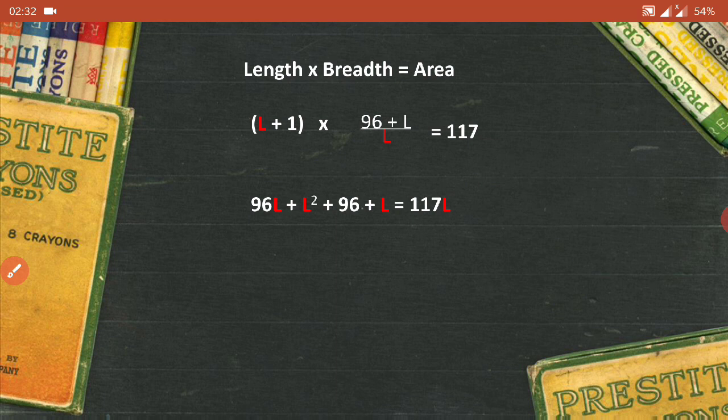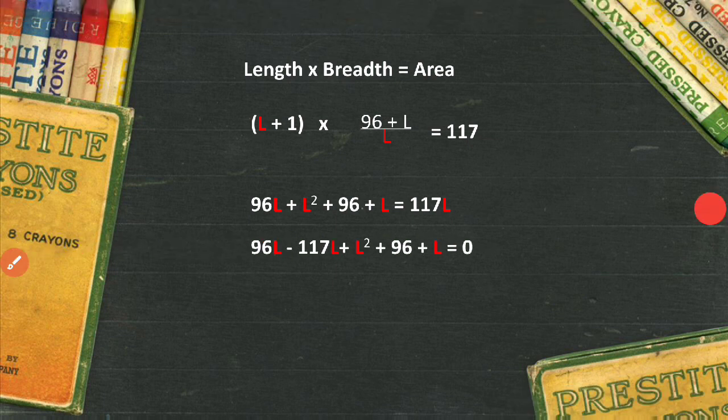Whatever the like terms are, you have 96L, then 96L, L, and 117L. These are all like terms, so you can get them together, add and subtract to get a final answer. I've written all the terms again, and finally after doing all this addition and subtraction, you will get minus 20L plus L square plus 96 equals 0. So rearranging the terms, you will get an equation like this.